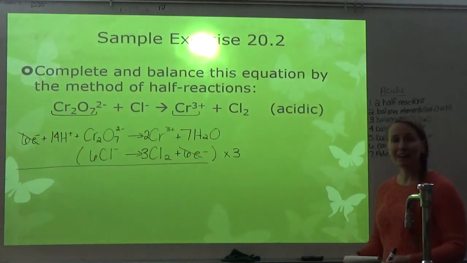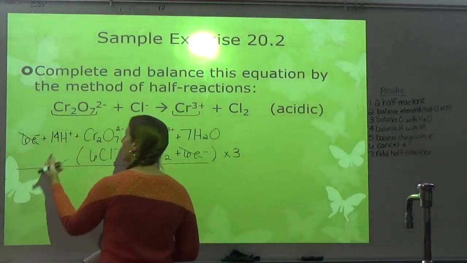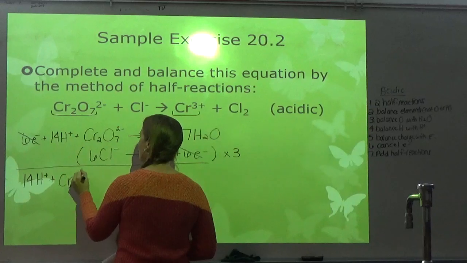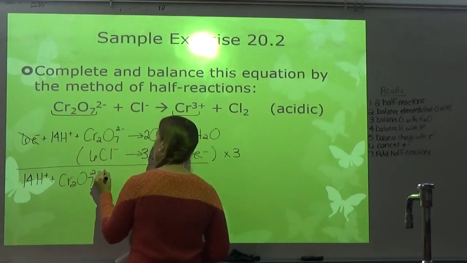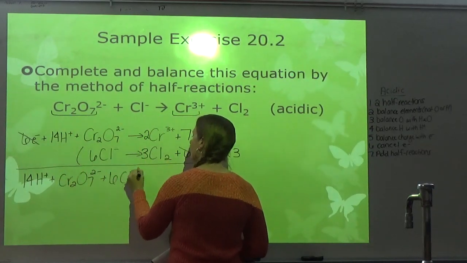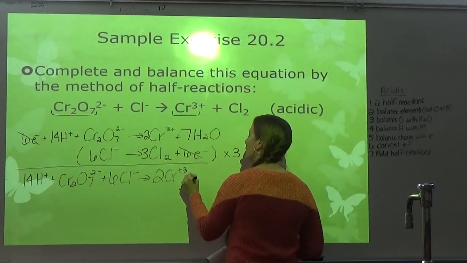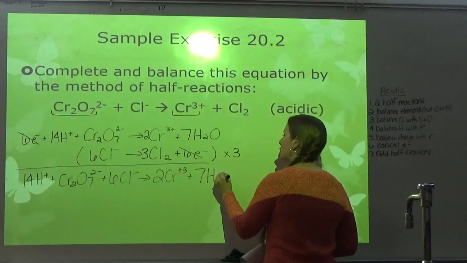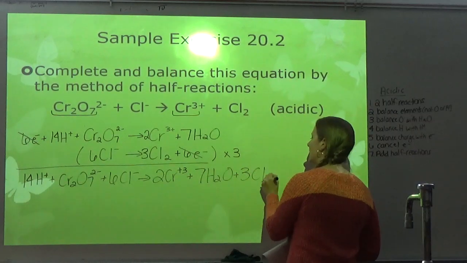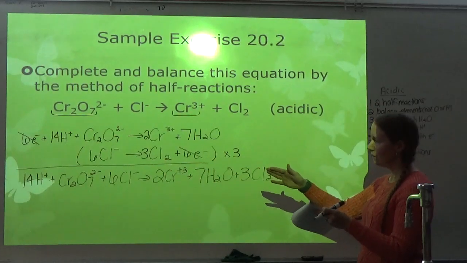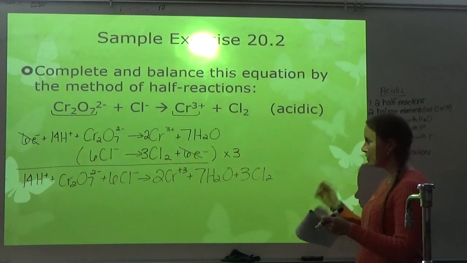So the last step is add the half reactions. Let's see what I have left. I have 14 H+, Cr2O7 -2, 6 Cl-, 2 Cr 3+, 7 H2O, and 3 Cl2. Let me just double check and make sure I got all of it right on mine. And that's what I got.